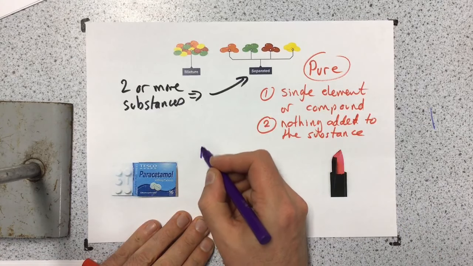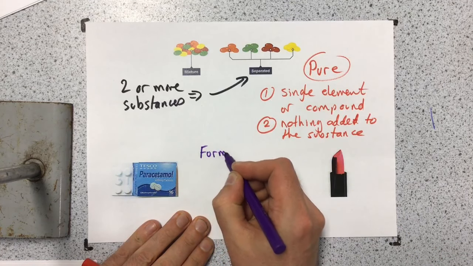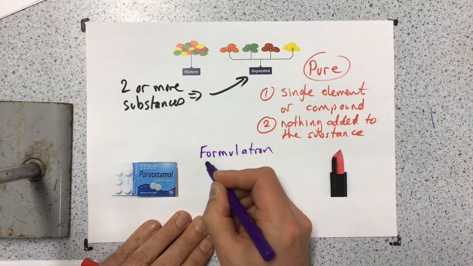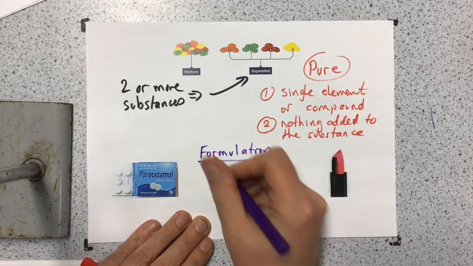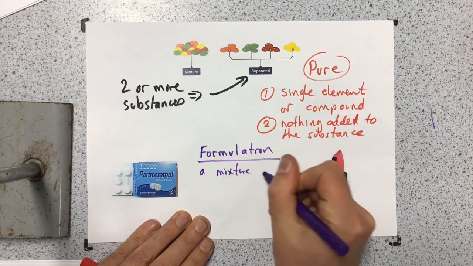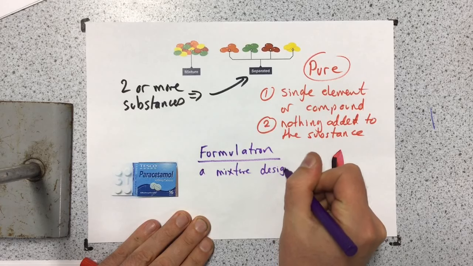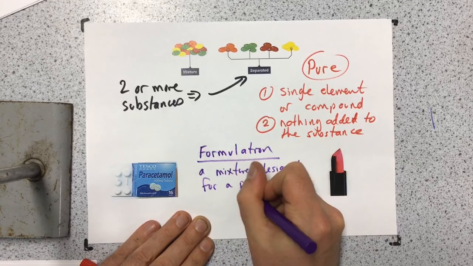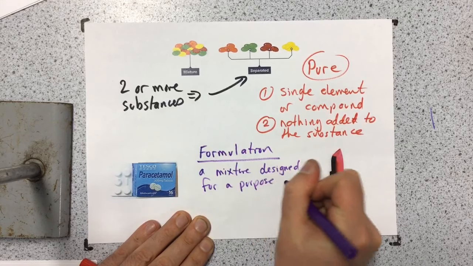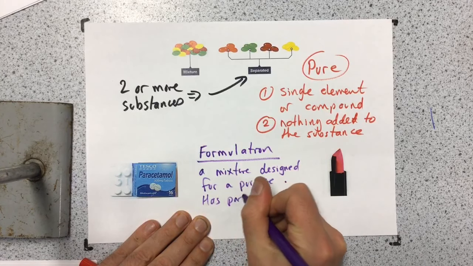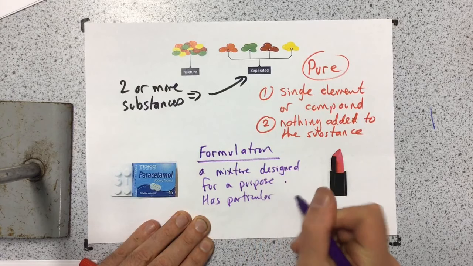Now, just moving on from purity, we now look at another definition, and the definition we need to understand about substances is what happens when we make a formulation. The definition of a formulation is a mixture designed for a purpose, and that will have particular properties.